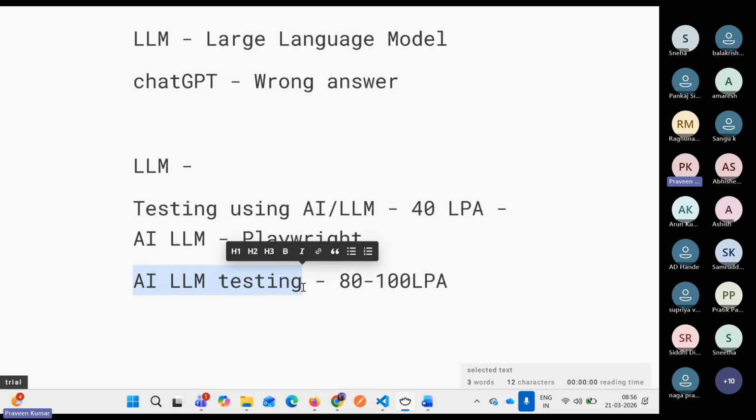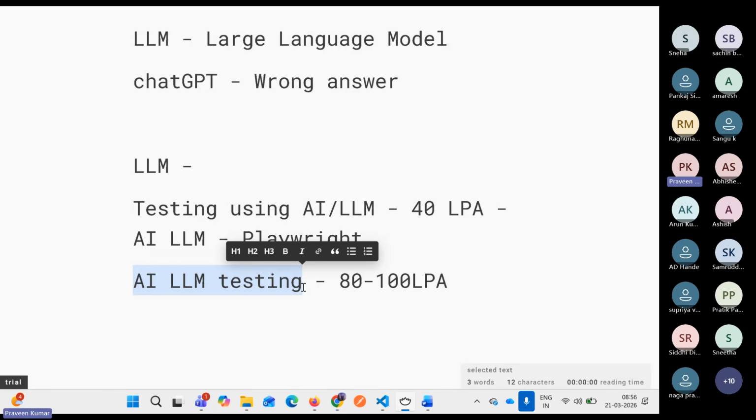Okay, I see there was another question, from Praveen. The people you mentioned for 50 lakhs LPA, what was their background? Means they were already testers and they recently switched to AI LLM testing, or what?